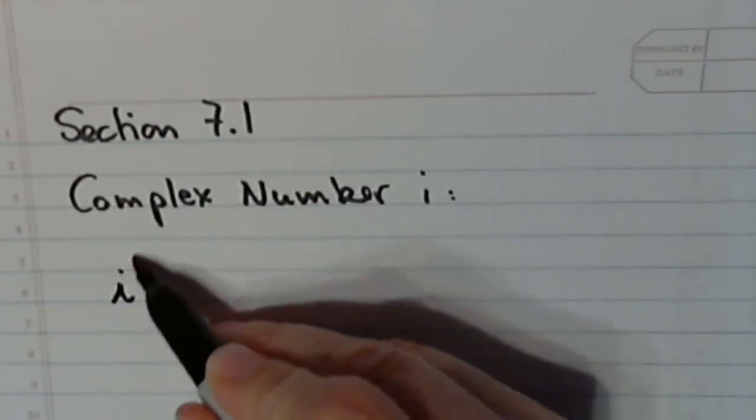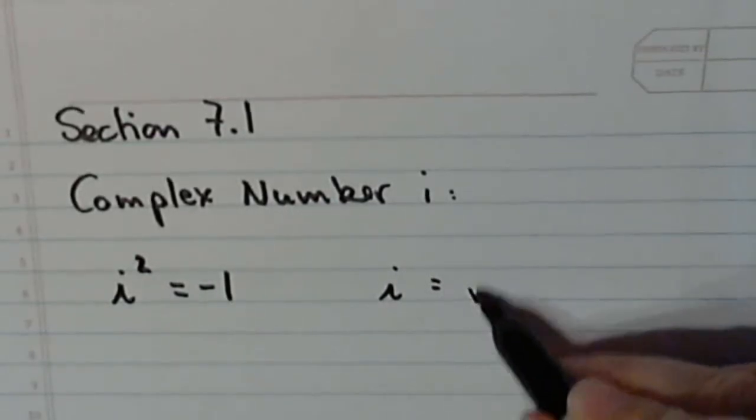In chapter 6, we learned that we could not take the square root of a negative number. That was not a real number. So in 7.1, we're introducing the complex number i. By definition, i squared is equal to -1, and i, therefore, is the square root of -1.